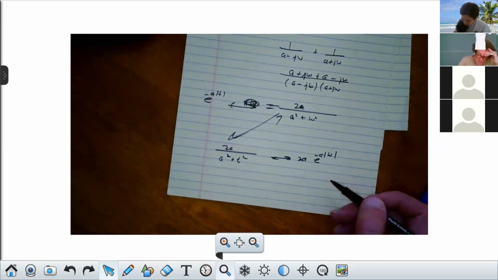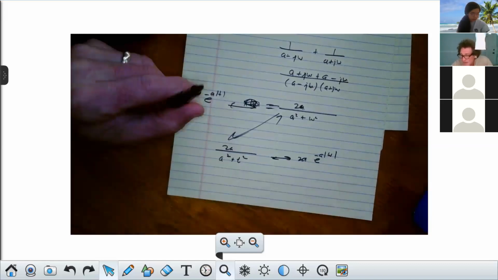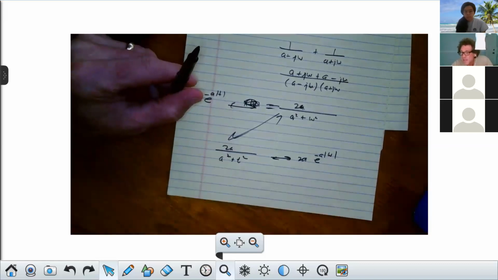Is this absolutely correct? No. Does he have the answer to this one, by the way? I think I put the answer down. What is there?